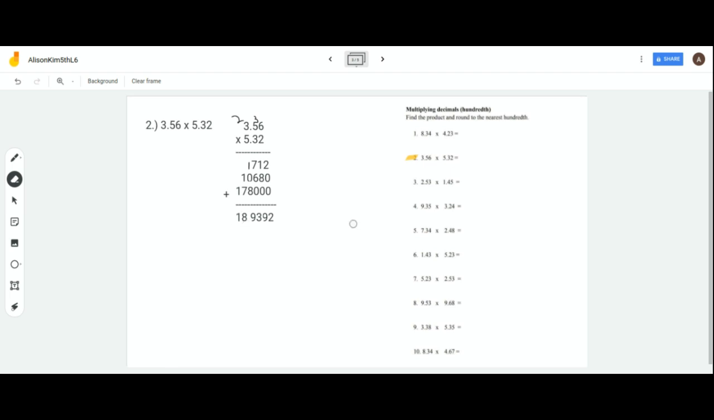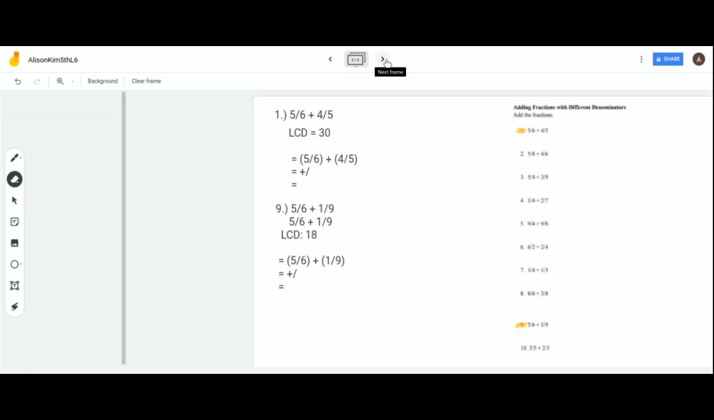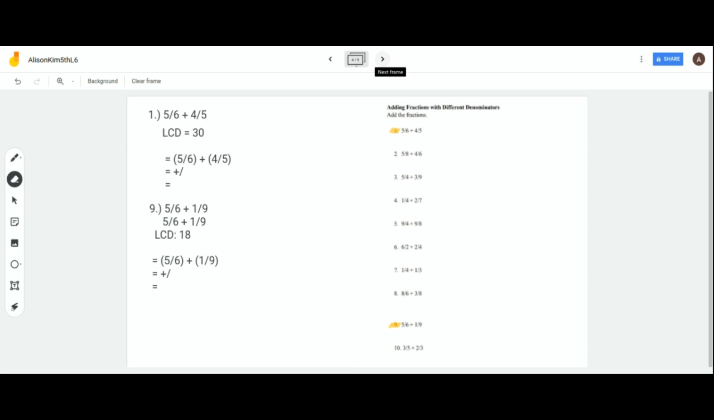You may think that you're done, but you have to remember to put the decimal, right? You may think that it goes right here between the 3 and the 9, but it actually doesn't, because there are 2 decimal places right here, and 2 decimal places right here. So 2 plus 2 gives us 4. So we need to go by here 4 times: 1, 2, 3, 4. And we put the decimal right here between the 8 and the 9. So your total answer for number 2 will be 18.9392, okay?